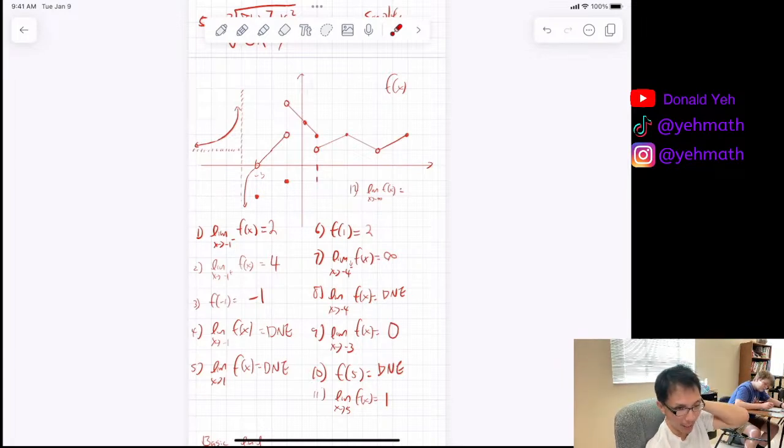Wesley, what do you think of the last one? Limit x approaching -infinity. Doesn't exist. Jordan, what do you think? It doesn't exist? Okay. Ria, what do you think?